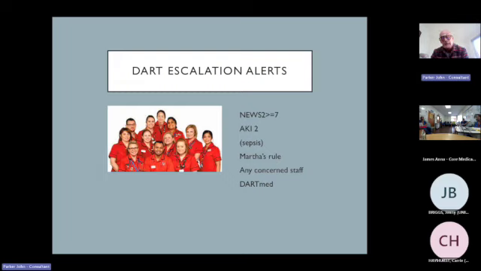So there are various sources of how escalation happens, but the centerpiece of escalation for a deteriorating patient in UHL, including ED, is via the DART service, who we obviously work very closely with, and they will often be in touch with us about patients they're concerned about.